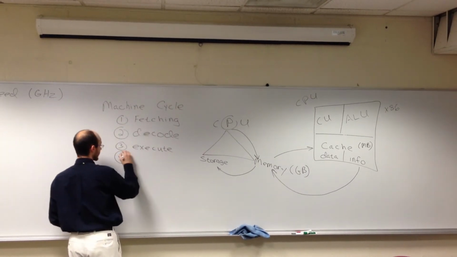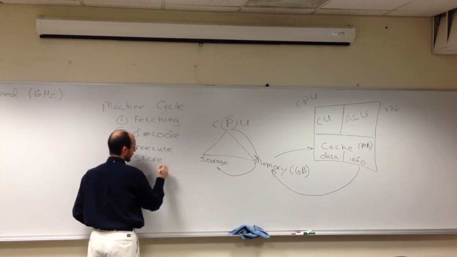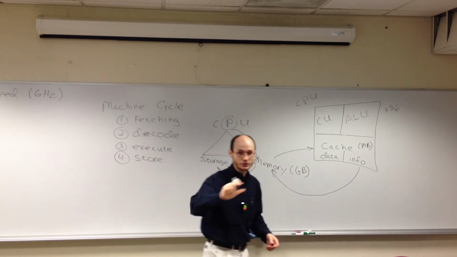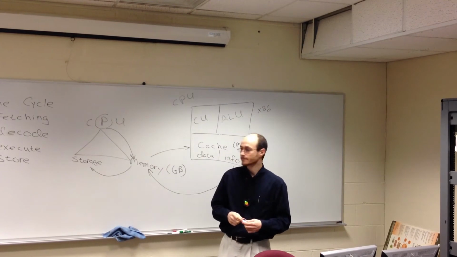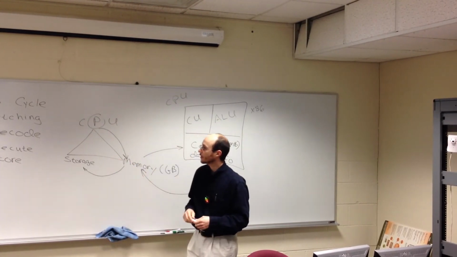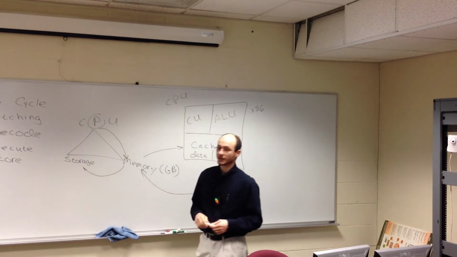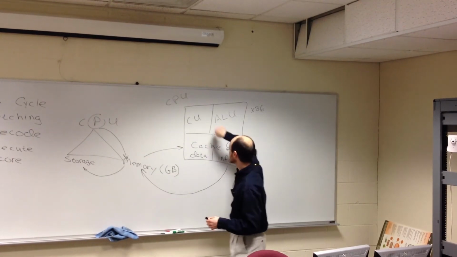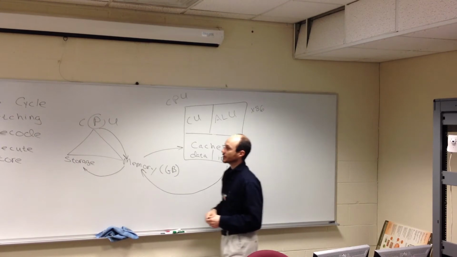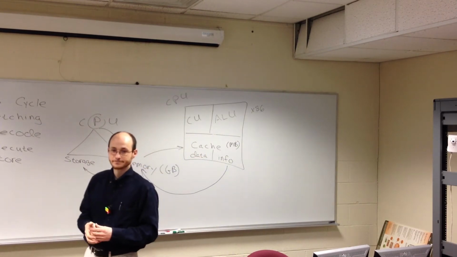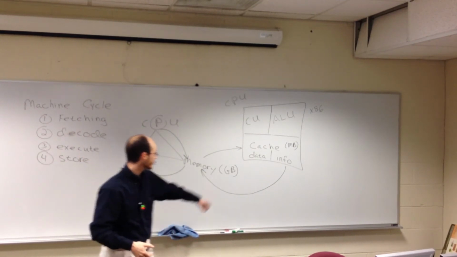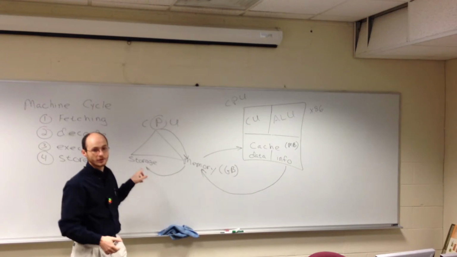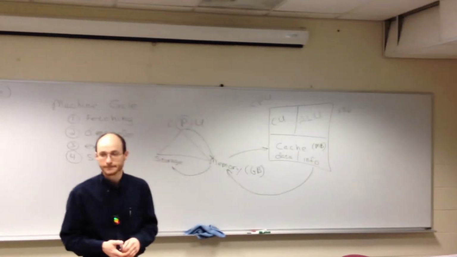So fetch, decode, execute, store. And that's when you guys flipped the card over and wrote it up front. And that's the life of a computer. In fact, this is the machine cycle. And when you have 3 gigahertz, this stuff that's occurring right in here is happening 3 billion times a second. Fetching, decoding, executing, storing. Whether it's being stored here, here, or there, all depends on how permanent it needs to be.